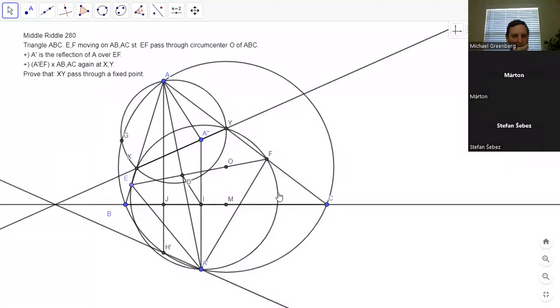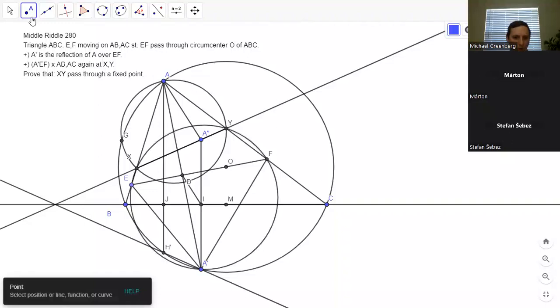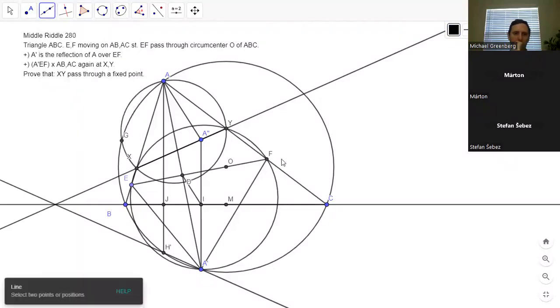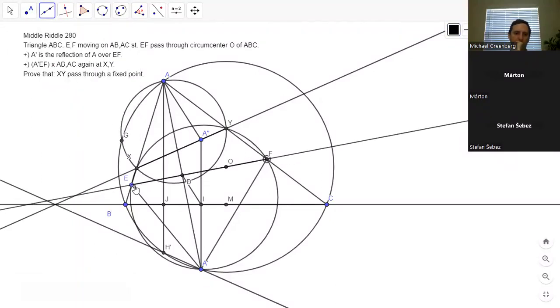Maybe we can make it work. I don't think EF passes through that point. No. But it seems like there should be a way to show these concur.